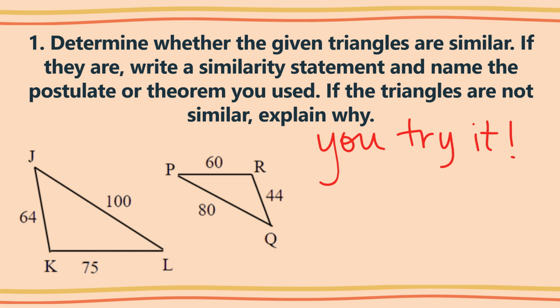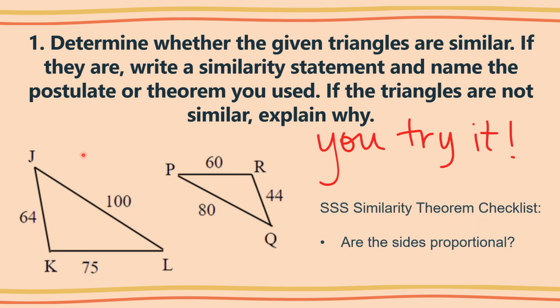All right, if you stuck around because you needed a little hint, then I want to nudge you in the right direction by encouraging you to look at both of these triangles and think to yourself, would I use the angle-angle postulate, the side-angle-side theorem, or the side-side-side theorem? Which similarity theorem or postulate do you think we should use here? Definitely side-side-side, right? So the side-side-side similarity theorem checklist is, are the sides proportional?